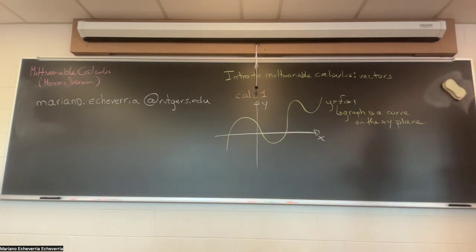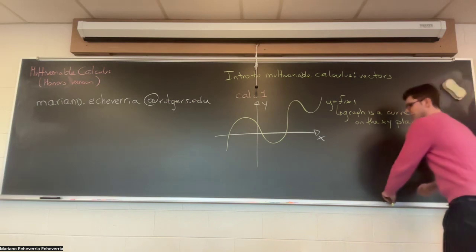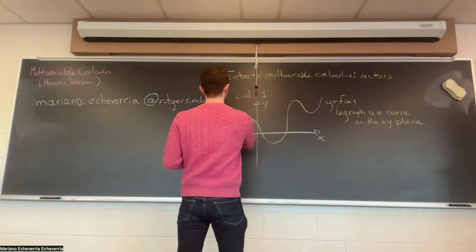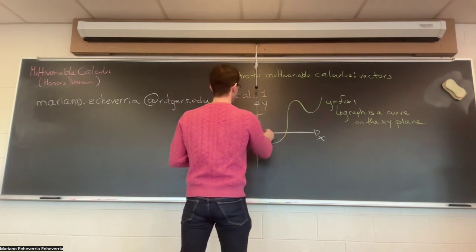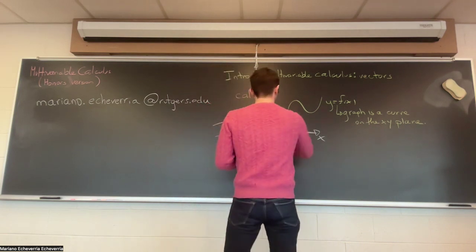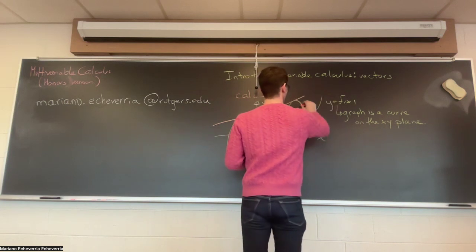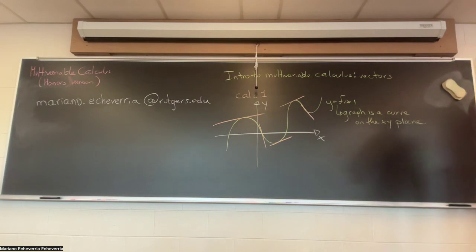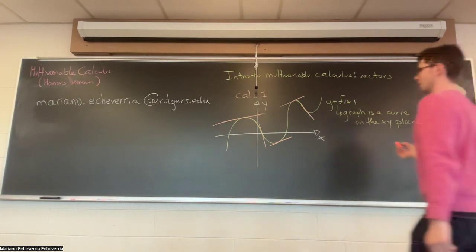Okay, and you know, you have the tangent line. If the function is nice enough, at each point on the graph you would have a tangent line, right? And the derivative is the slope of the tangent line, as hopefully you remember.